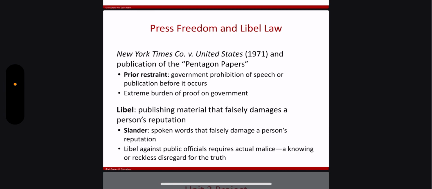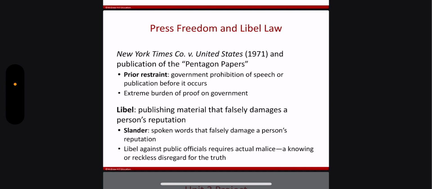And so the government wanted to kind of get ahead of the publication of these papers, saying that it was a national security threat. And the Supreme Court, in this case, literally ruled the fastest it has ever ruled in its history. And I think it took less than 30 days for the court to accept the case, hear the case, decide the case, which is unprecedented. And so in the New York Times case, basically, we can't have this thing called prior restraint. And so the government can't prohibit speech before the speech occurs.